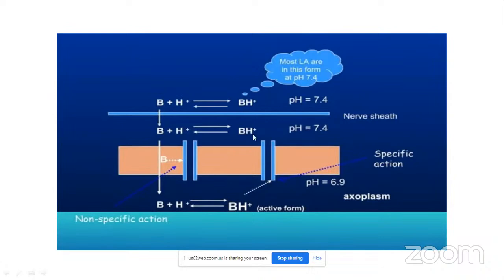This unionized form of the local anesthetic crosses the nerve sheath, and in equilibrium, it again reverts back to ionized form, which acts intracellularly at the inactivated gate, thereby blocking the sodium channel current.